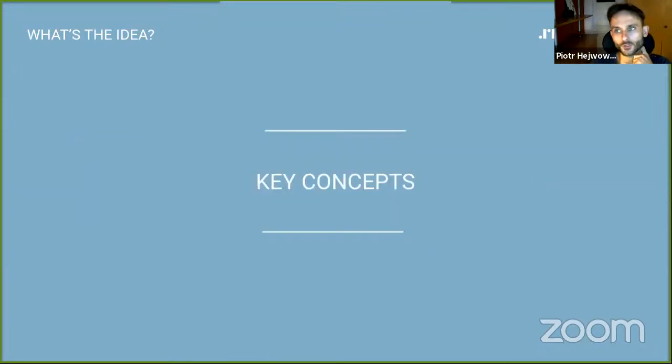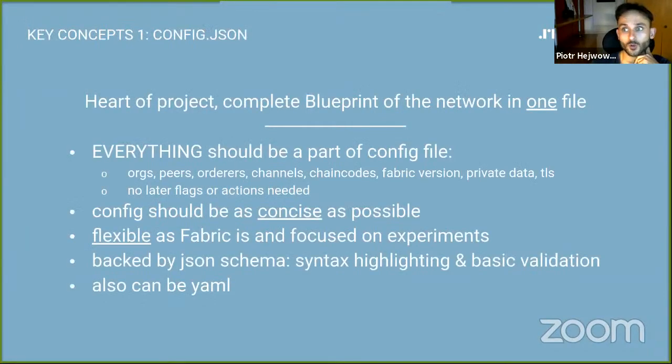And let's review some key concepts and what's really nice about Fablo. First of all, config.json. Config.json is the heart of our project because it's like a complete blueprint of your network in one file. And everything should be a part of that file, as it was said. So all organizations, all peers, channels, chaincodes, Fabric version, private data, TLS. So a lot of stuff, so that no later flags or additions are needed.